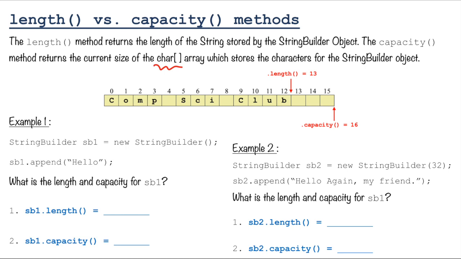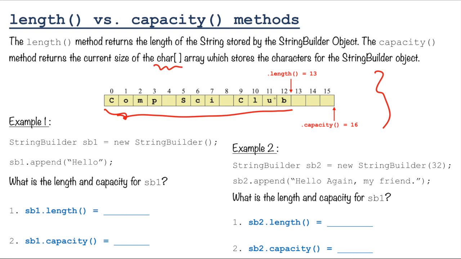So you can see down below in the picture, we have a capacity of 16, which is numbered from 0 through 15 on the index. And the length is 13 because it consumes from index 0 all the way up to index 12, including the spaces at index 4 and 8. And it starts counting from 0, so the length of the characters stored by this example is 13.